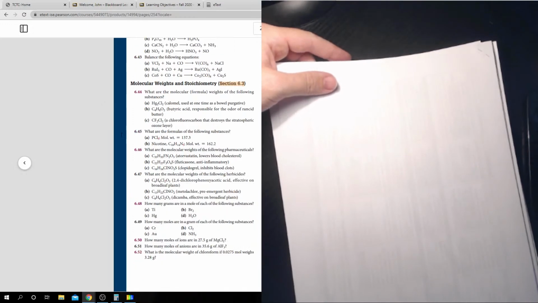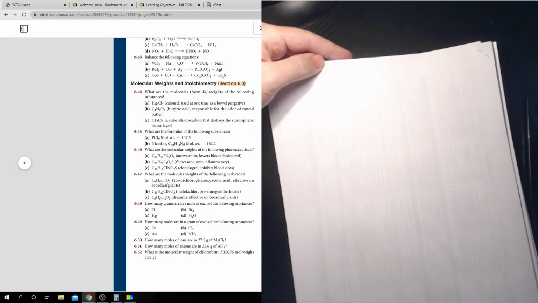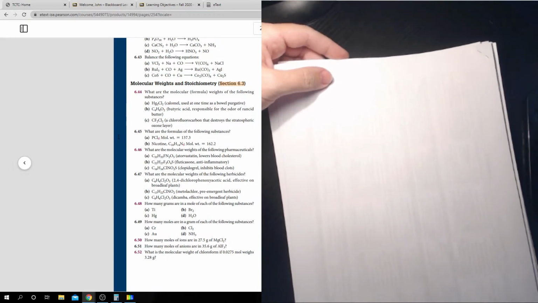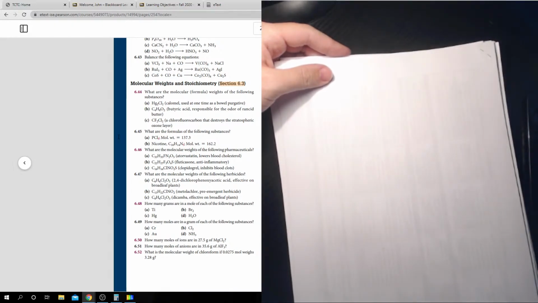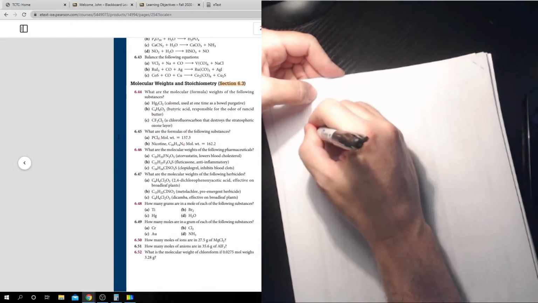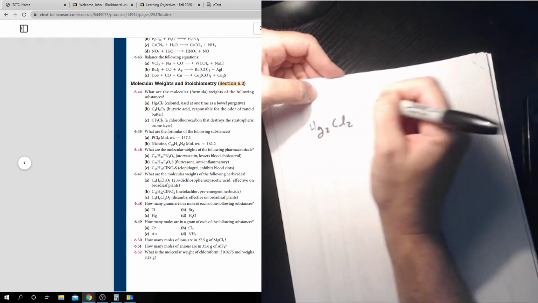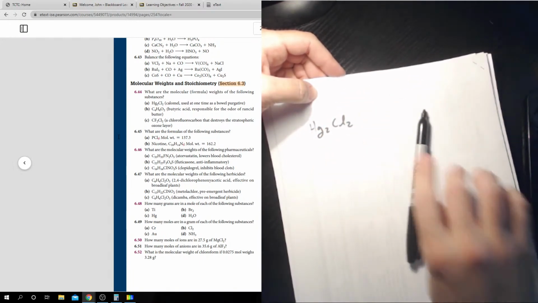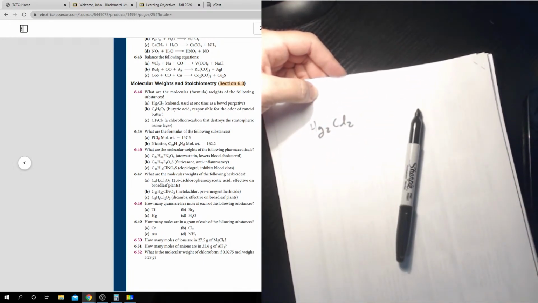44. What are the molecular weights of the following substances? Mercury 1 chloride. Calomel. Once upon a time used as a purgative. Oh, wow. I can see why they no longer used it as a purgative. A bowel purgative would be a laxative. You know, it makes you poo. So Hg2Cl2. Bring up our periodic table.